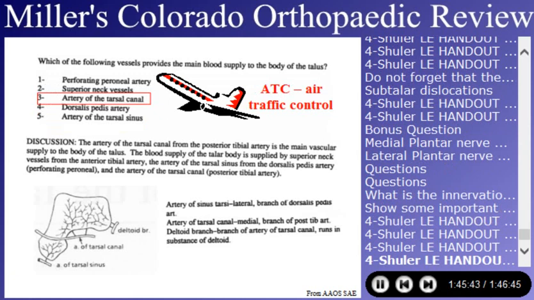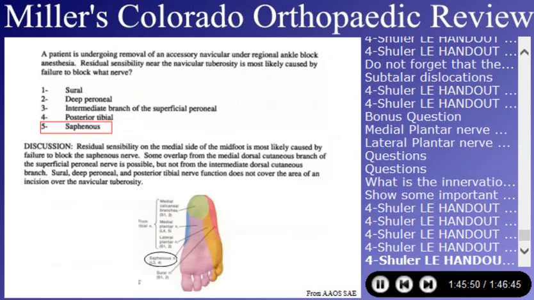And I have a diagram also that shows the 3 different blood supplies to the talus. Removal of accessory navicular, you do an ankle block, and you have sensitivity still. What is that caused by? What's the longest branch of the femoral nerve? Saphenous. And this shows it right here, medial side of foot. That's why if your anesthesiologist is going to do an ankle block for you and you're going to do some medial-sided procedure like removal of accessory navicular, make sure they get the saphenous nerve block.